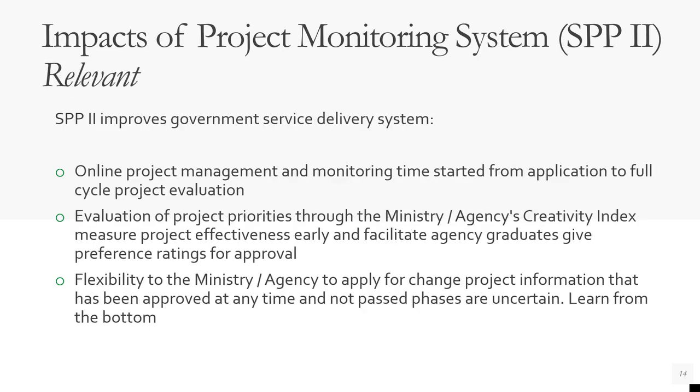For impacts on relevance, SPP2 improves the delivery of service by the government, including online project management and monitoring time, beginning from application to the full project assessment cycle. Evaluation of the project priorities through the creativity index of the ministry or agency measures the effectiveness of the project early and facilitates the graduation of agency preferred approval ratings. Flexibility of requesting change of project information to the ministry or agency. The approval has been made at the time and the phase not past are uncertain. Learn from the ground up.